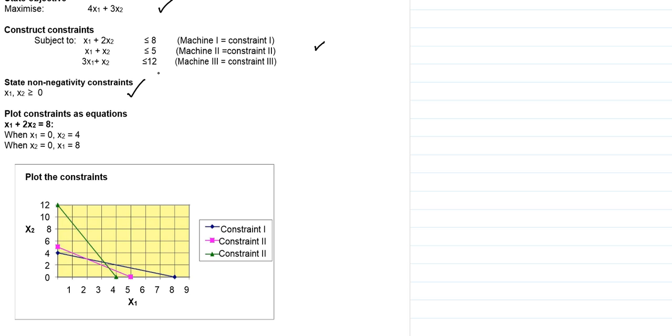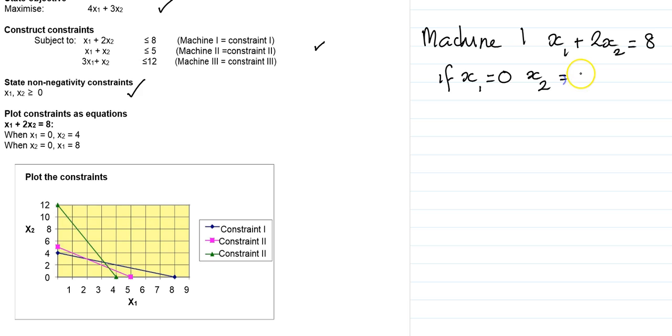We're now going to plot the constraints for machine 1, machine 2 and machine 3. If we look at machine 1 to begin with, we've got the equation for machine 1, x1 plus 2 x2, and this time we say equals 8. And what we can do, we say if x1 equals 0, x2 is going to equal 4. And then if x2 equals 0, x1 will equal 8.